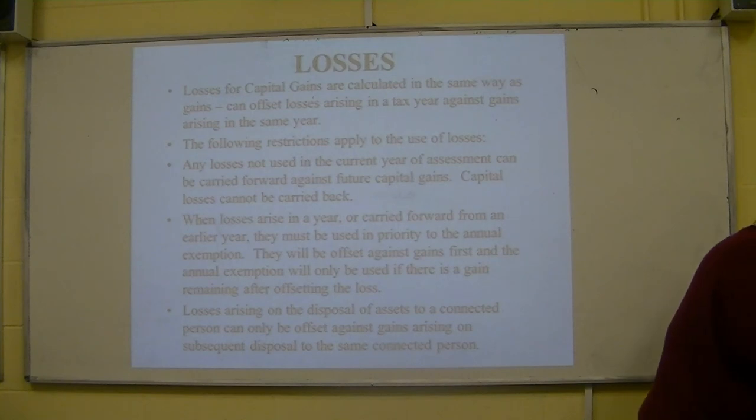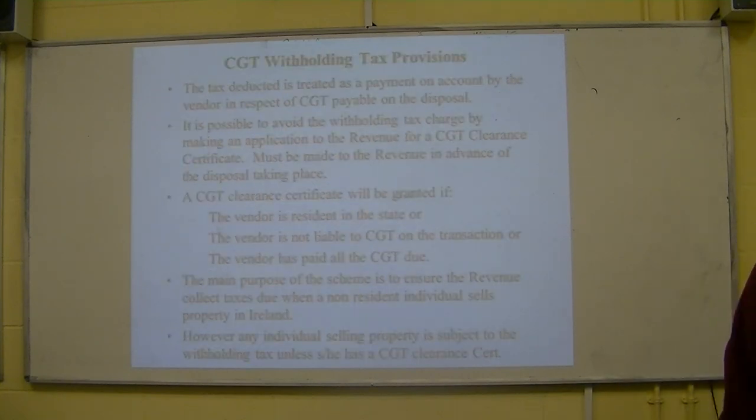CGT withholding tax provisions then. Tax deducted is treated as a payment on account by the vendor in respect of CGT payable on the disposal. It is possible to avoid the withholding tax charge by making an application to Revenue for a CGT clearance certificate. It must be made to Revenue in advance of the disposal taking place. A CGT clearance certificate will be granted if the vendor is resident in the state, is not liable to CGT, or the vendor has paid all the CGT due.